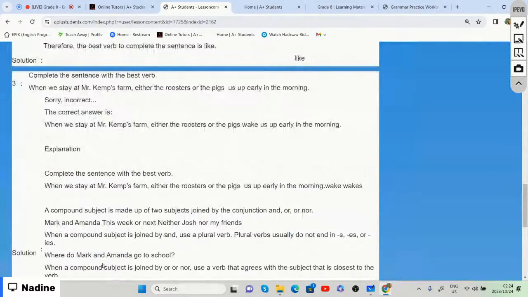We need to complete the sentence with the best verb. When we stay at Mr. Kemp's farm, either the roosters or the pigs wake us up early in the morning. So when we stay at Mr. Kemp's farm, either the roosters or the pigs wake us up early in the morning. So wake was our best verb to complete the sentence.